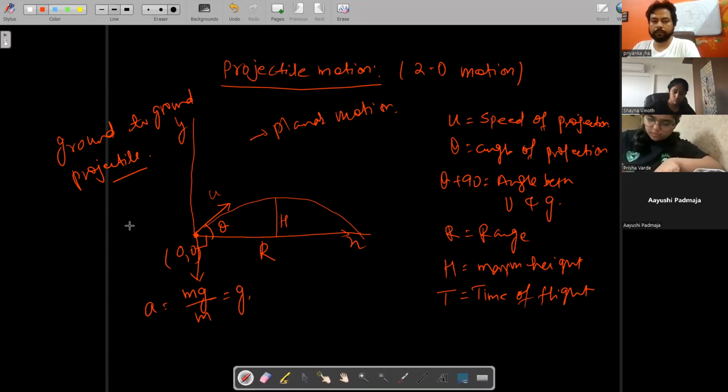Sir, why theta plus 90? Theta plus 90 is the angle between the initial velocity that you give, that is known as the speed of projection, and the acceleration due to gravity. This angle here is 90, and this angle is theta. Okay, sir.